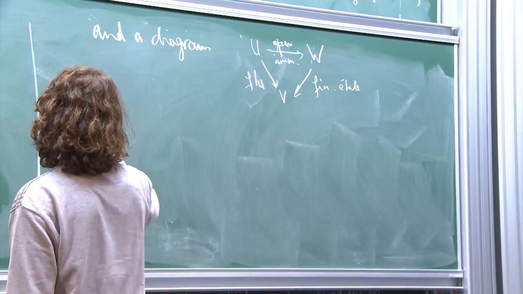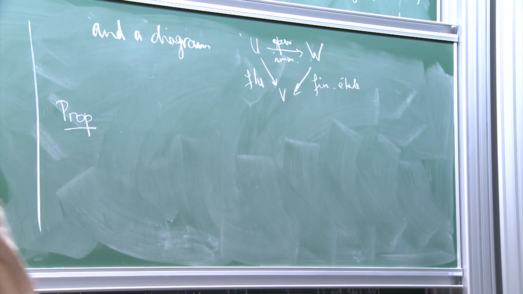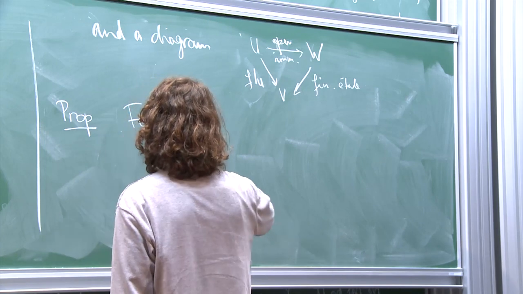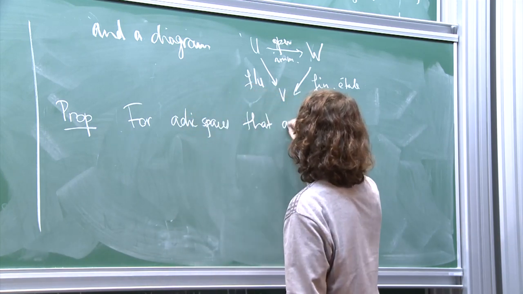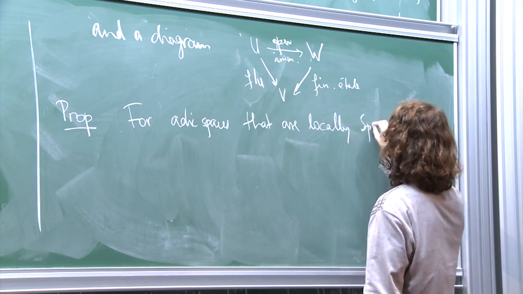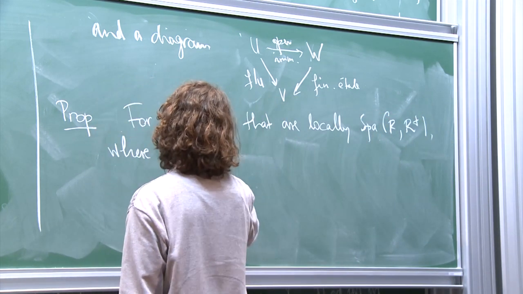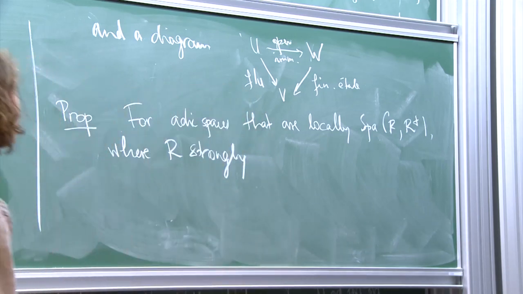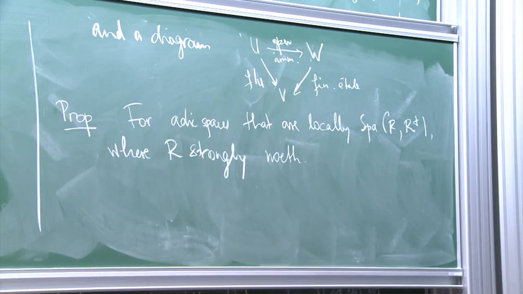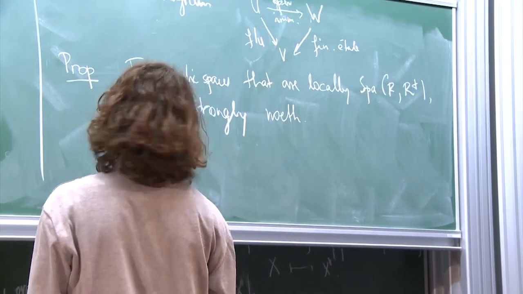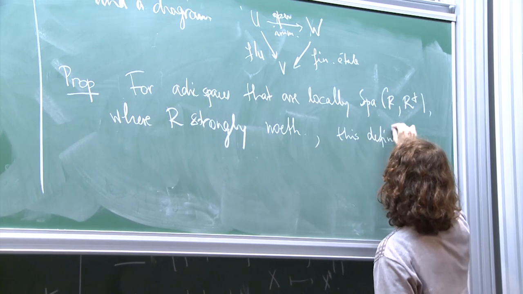And then there's the following proposition, which for classical rigid analytic geometry probably appeared first in a paper of de Jong and van der Put, that for adic spaces that are locally Spa(R, R+), where R is strongly Noetherian, so somehow the kind of adic spaces that Huber considers. So Huber proved the sheaf property under the assumption that the ring is strongly Noetherian. And for such adic spaces, he studied the étale topology and showed that for such adic spaces, this definition agrees with the infinitesimal criterion.